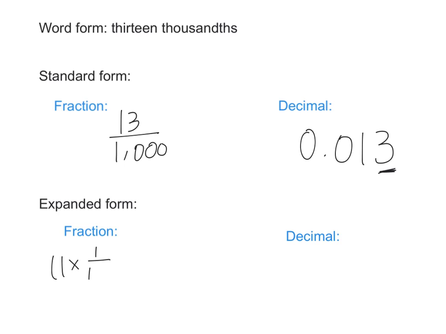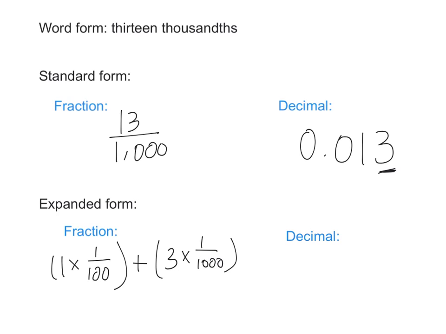Well, remember when we're going to do expanded form, we have to look at each digit. So the first digit is a 1, and what place is it in? It's in the hundredths. So I would do 1 times 1 over 100. This is kind of like what we were doing for homework yesterday. We do 1 times 1 over 100 plus, what's my next digit? The thousandths. Yeah, so 3 times 1 over 1,000.